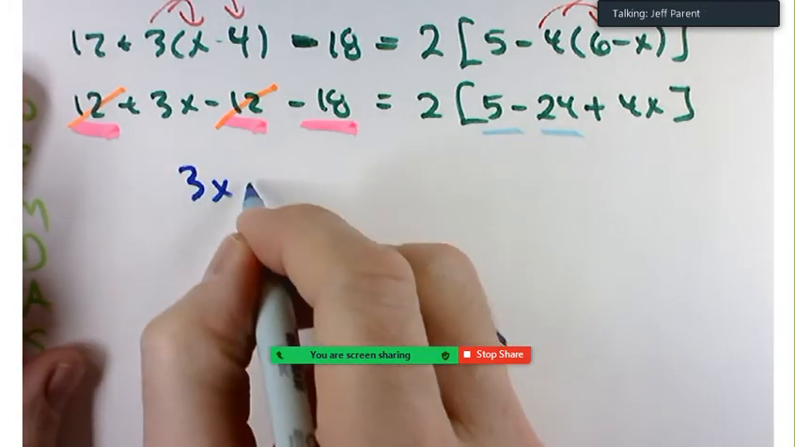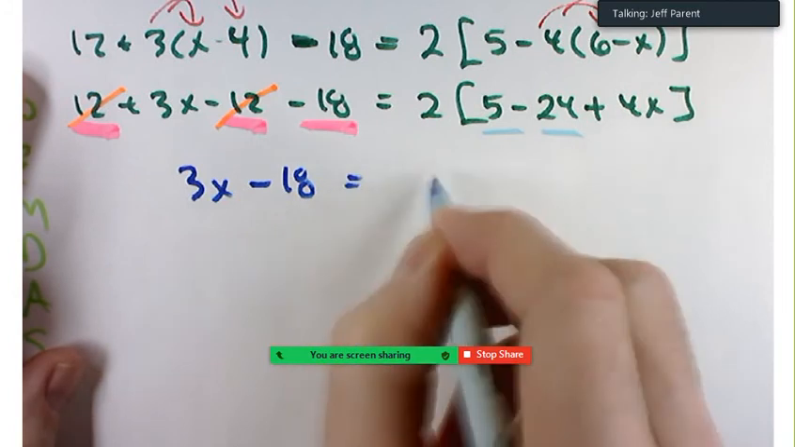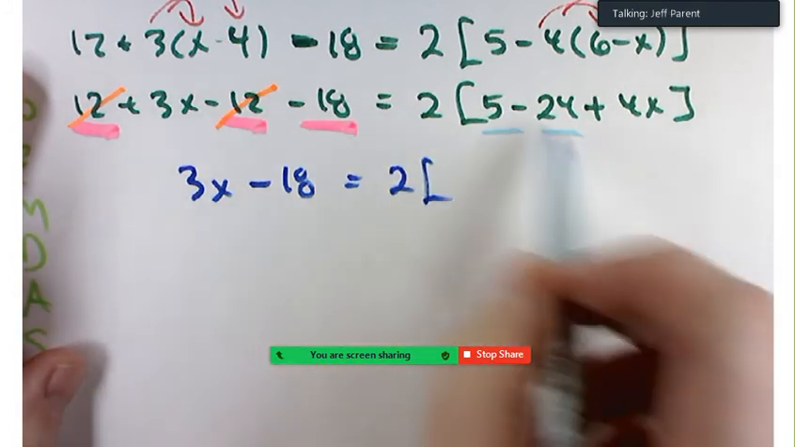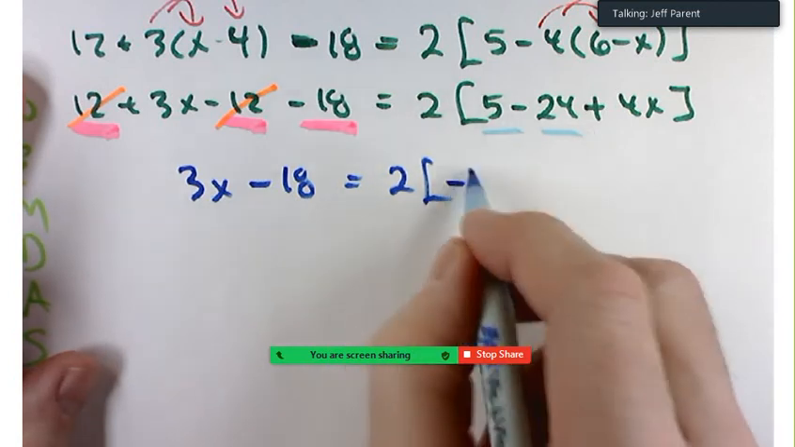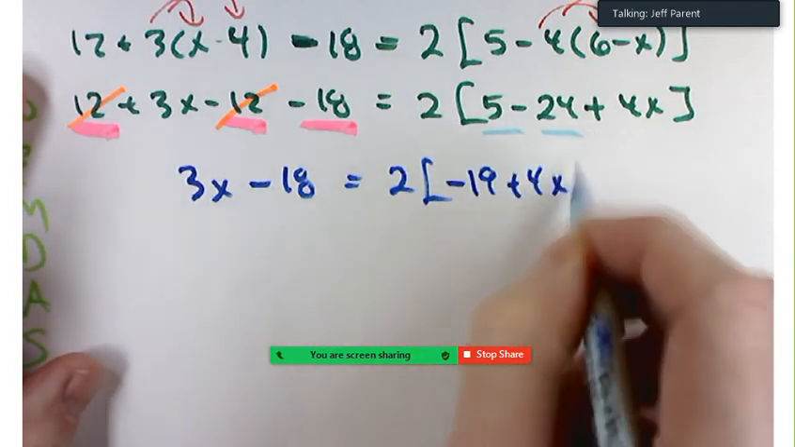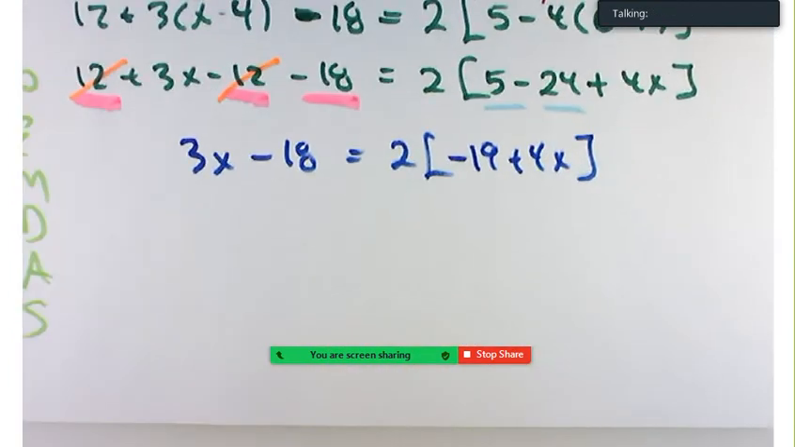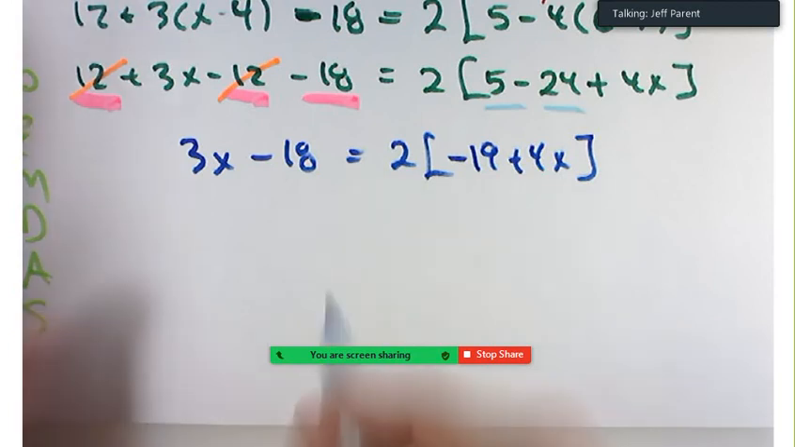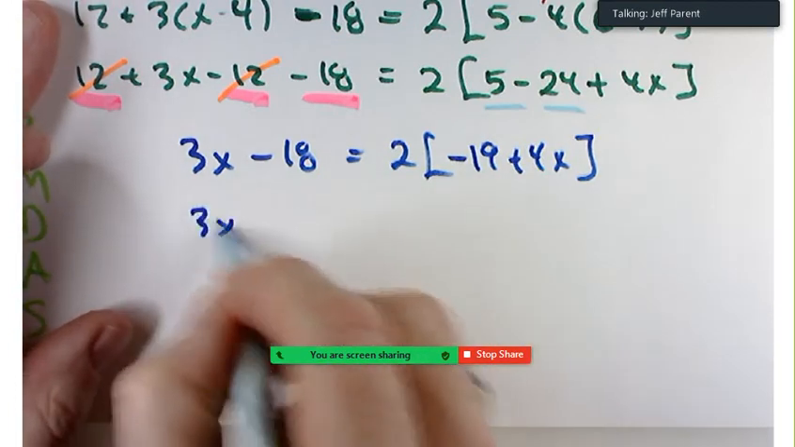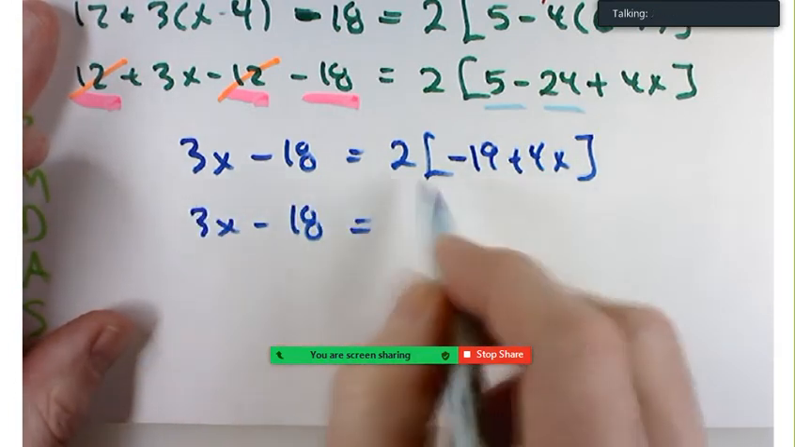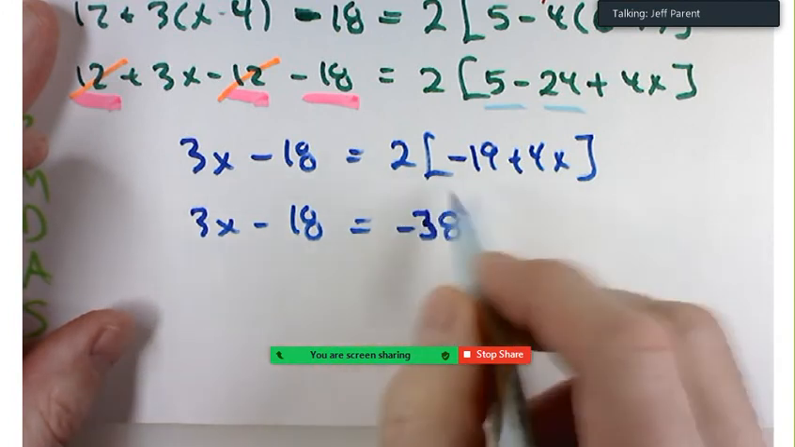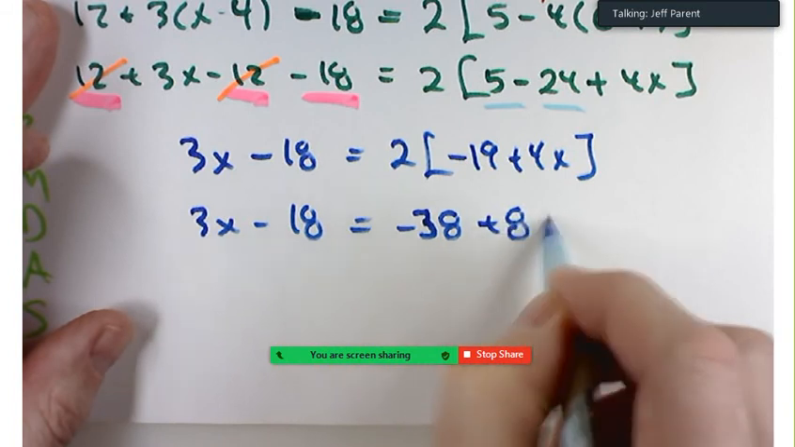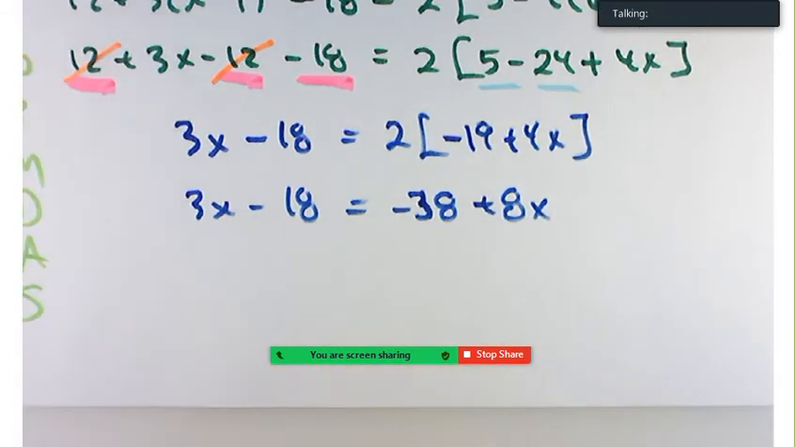That leaves me with 3x minus 18 equals 2. And before I distribute, I'm going to simplify in here. 5 minus 24 is -19. And bam. Let's keep going. I'll finish by distributing on the right-hand side. And it looks like it's going to work out nice and even, which is good.